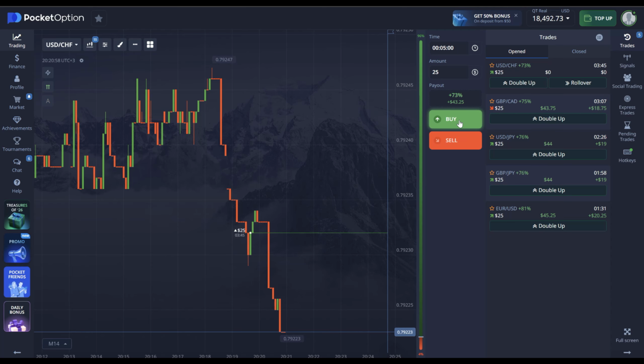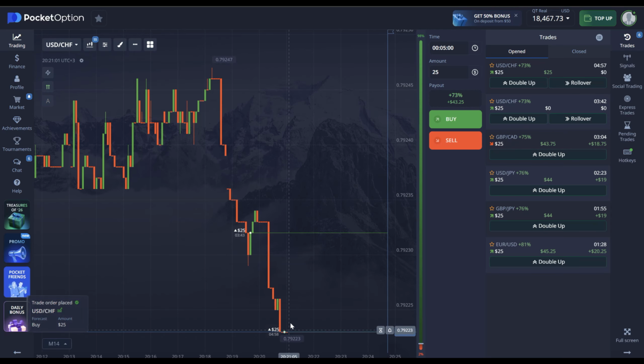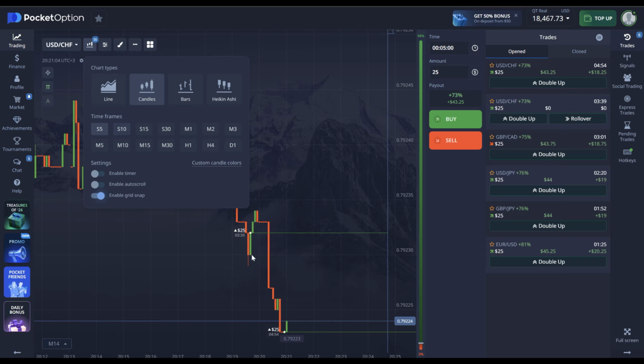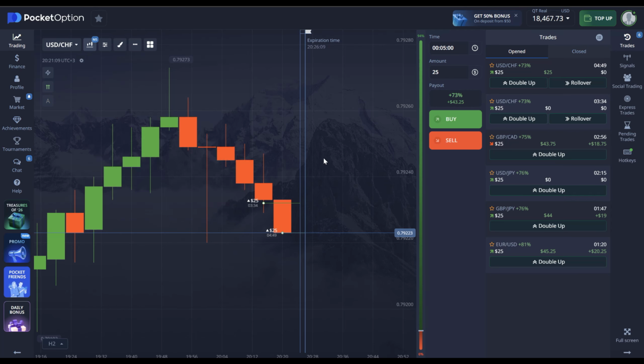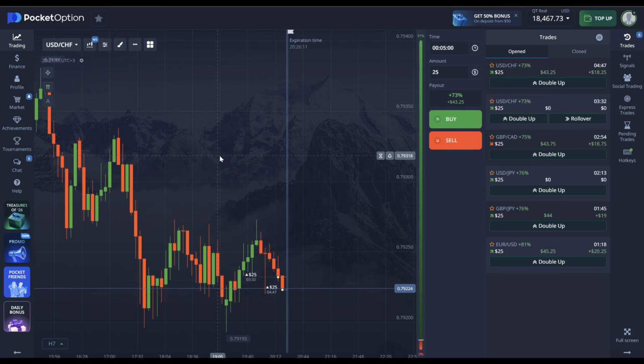I'll duplicate the dollar Swiss franc trade. The price has dropped quite a bit, and I still hope that my forecast will turn out to be correct. And in general, I hope that the upper trade will close in profit. How it will actually turn out, we don't know yet.